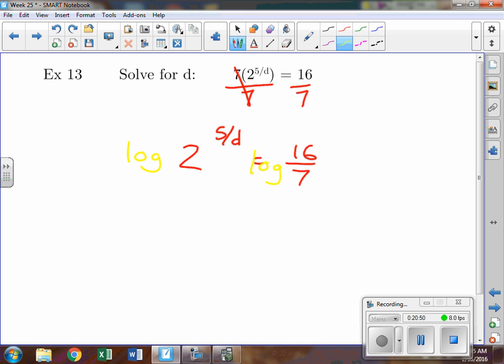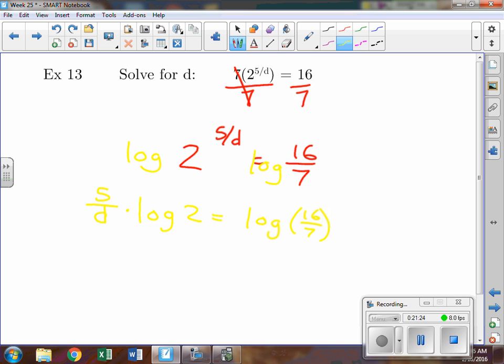And the reason we want to take the logarithm is to take advantage of this power rule. By taking a logarithm and applying the power rule, we can get rid of exponents entirely. And now what? Well, there are a lot of different ways that we can solve this particular problem.